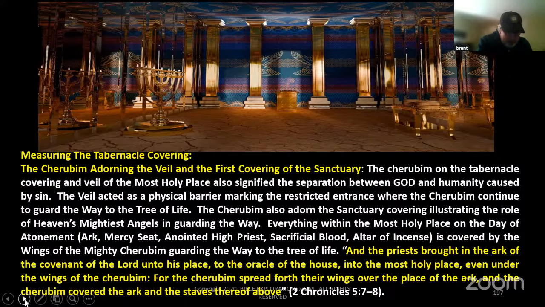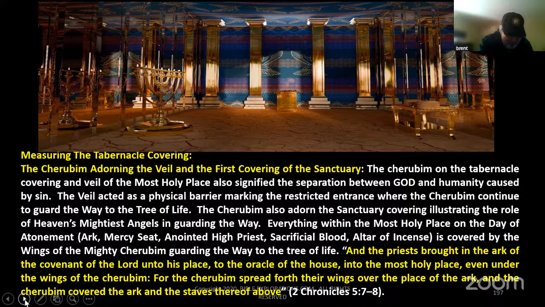The cherubim on the tabernacle covering and veil of the most holy place also signified the separation between God and humanity caused by sin. The veil acted as a physical barrier, marking the restricted entrance from where the cherubim continued to guard the way to the tree of life. The cherubim also adorned the sanctuary covering, illustrating the role of heaven's mightiest angels in guarding the way. Everything within the most holy place on the Day of Atonement, ark, mercy seat, anointed high priest, sacrificial blood, altar of incense, is covered by the wings of the mighty cherubim guarding the way to the tree of life.